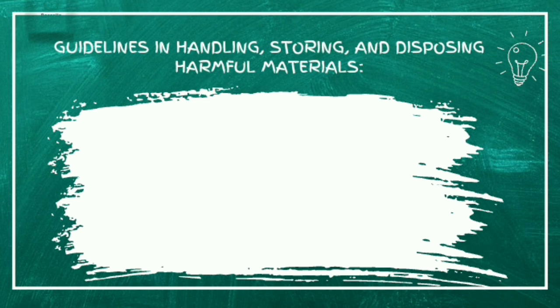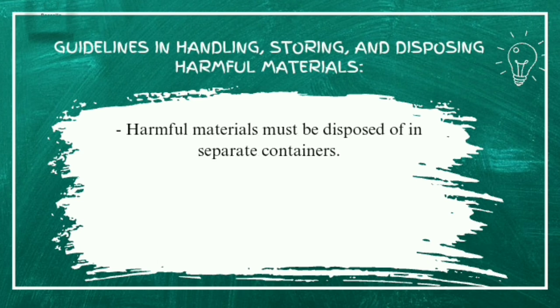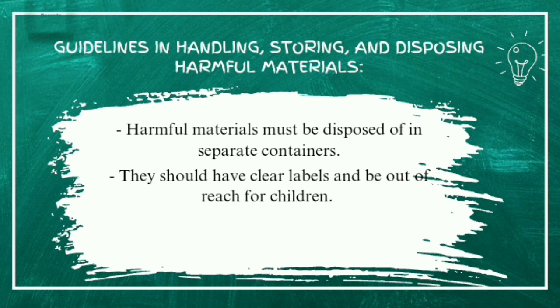When it comes to harmful materials, we need to be extra careful. Here are some important guidelines. Harmful materials must be disposed of in separate containers. This ensures that harmful substances do not contaminate other materials or cause accidents. They should have clear labels and be out of reach of children. Labels help identify dangers, and keeping harmful materials out of children's reach prevents accidental exposure.